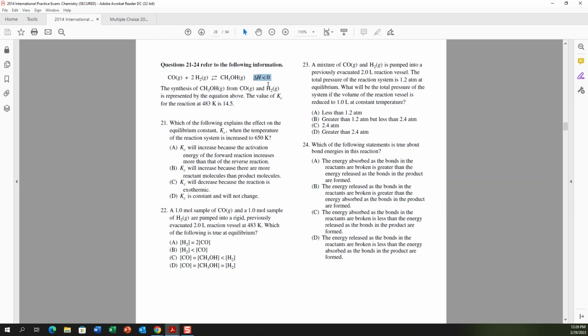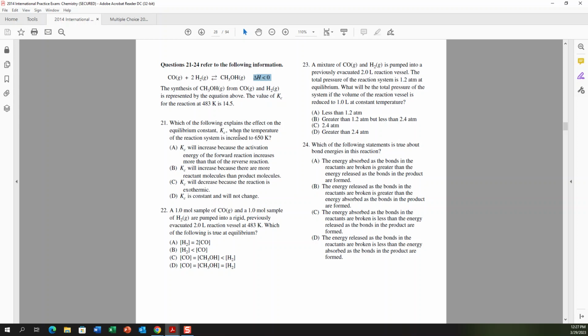They tell us delta H is negative, so we know it's exothermic. That means, remember, heat would be a product. So Le Chatelier's principle, adding heat would drive the reaction towards the left, and cooling it down, removing heat, would drive the reaction to the right. Just in case those questions come up, but those are the quick things to point out. Kc is greater than 1, so we know what that means. Delta H is negative, so we know what that means, and then we can jump into our question.